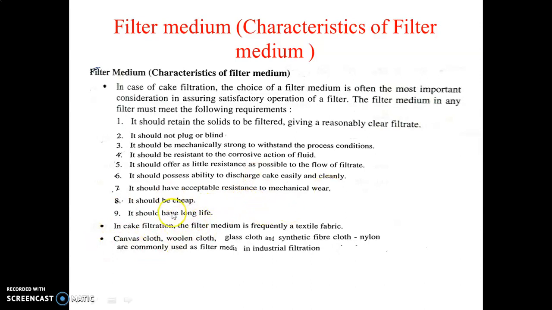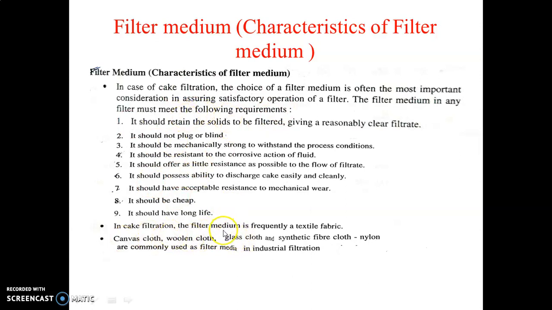resistance. Then it should be cheap, that means its cost should be less. It should have long life. Long life means it should be retained for, we can say, a long time. Okay.